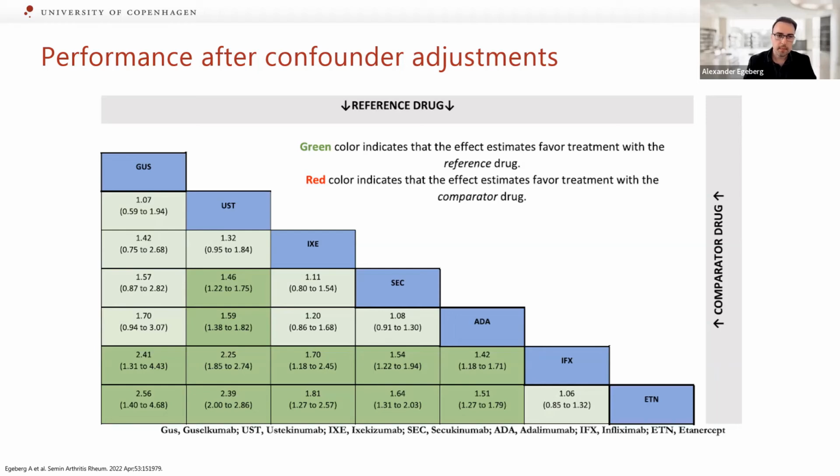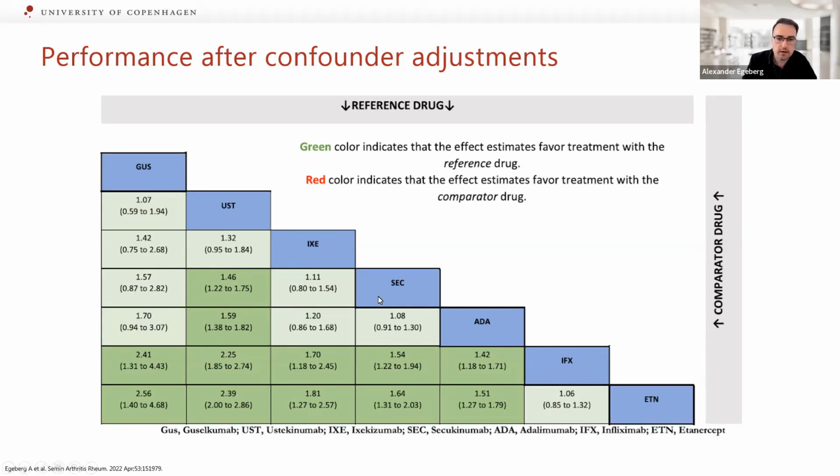So in this graph here, you can see that we've actually ranked the drugs. And the dark green color means that the confidence interval does not cross 1, meaning that you do have a p-value less than 0.05. And the light green shows you that there's a tendency, but you don't have statistical power to show it. What we can see here is that the newer drugs all are ranked higher than the TNF inhibitors. So the IL-17 inhibitors, IL-23 inhibitors, and IL-12/23 inhibitors are all ranked higher than the TNF inhibitors.